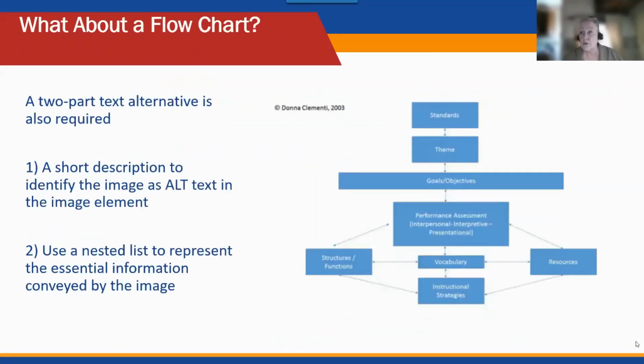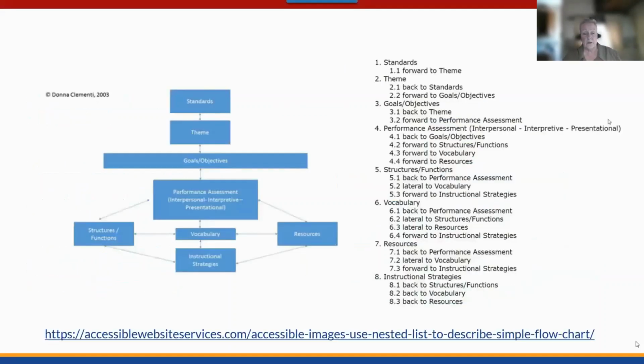Another thing is, what about a flow chart? We see these all the time. Organization charts, flow charts. You still have to have that short description in the image itself. But in this case, what we do is use what we call a nested list, an HTML nested list, to convey the image. And here's what it would look like. As you notice, standards is the first block in the flow chart. It would read "standards, forward to theme, back to standards, 2.2, will go forward," etc. So this would be a way of describing your flow chart in an accessible way.